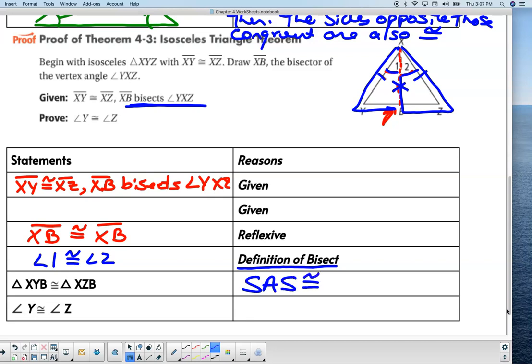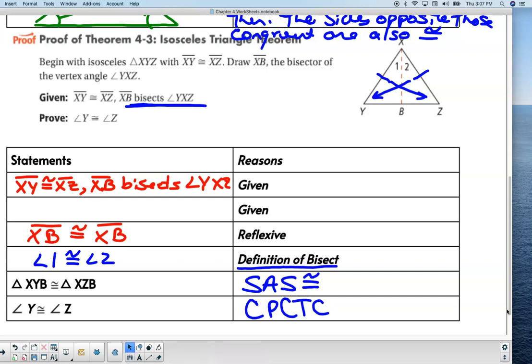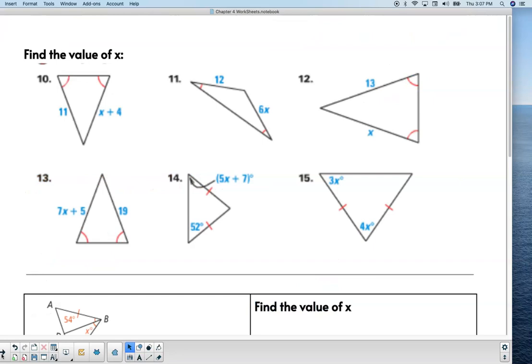Now, to talk about the fact that I have this isosceles triangle, where initially the legs are congruent, we're showing that angle Y and angle Z are congruent because corresponding parts of congruent triangles are congruent. And that proves that the isosceles triangle theorem works. Okay, we're just going to go on to the next page here, and we're going to look at isosceles triangles.